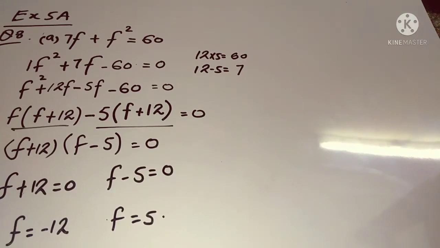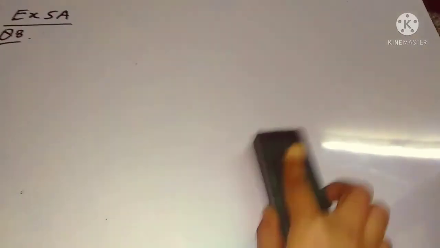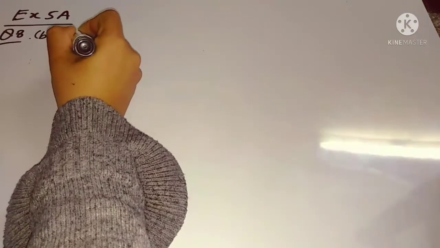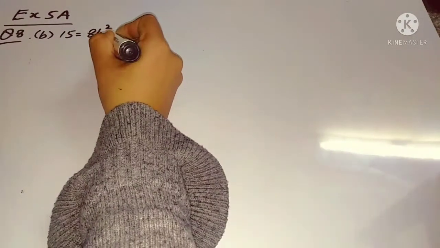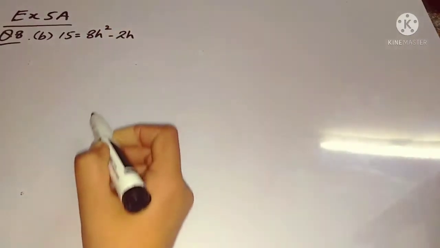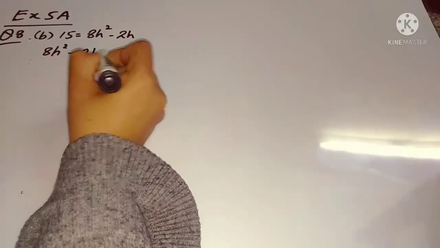Okay, so let's start B part. I hope that part is clear to you. Okay, now we will do B part. B part is 15 is equal to 8h square minus 2h. Okay, so I can write down this term as 8h square minus 2h is equal to 15.